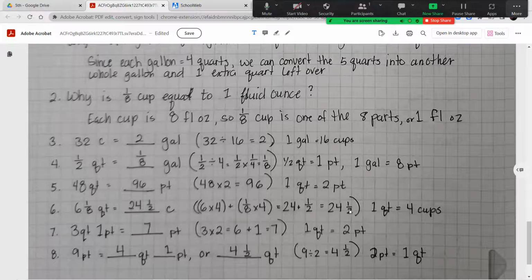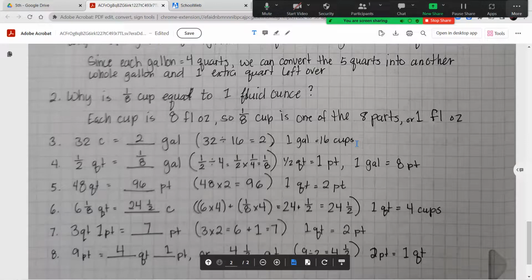So for number 3, I had 32 cups that I wanted to convert into gallons. So I remembered that 1 gallon was 16 cups. So 32 cups divided by 16 gave me 2. So 32 cups is equal to 2 gallons.